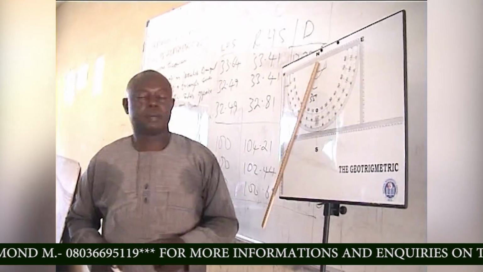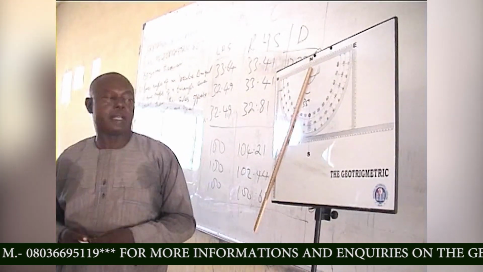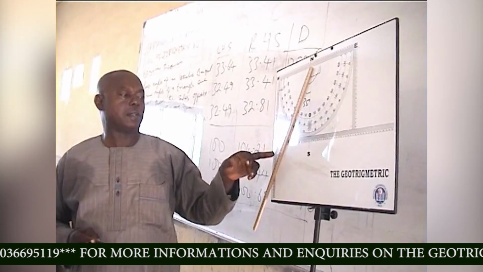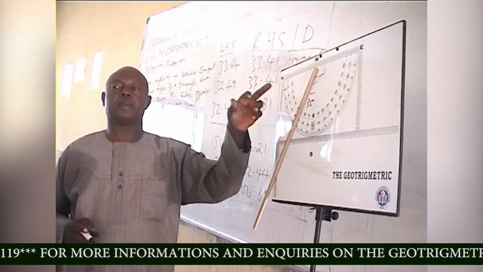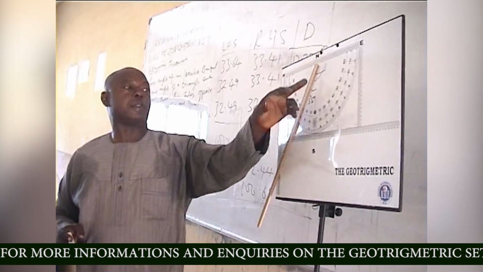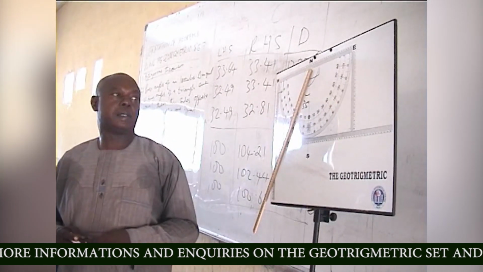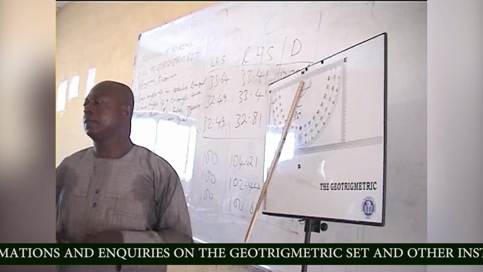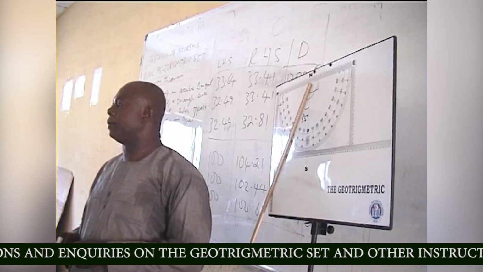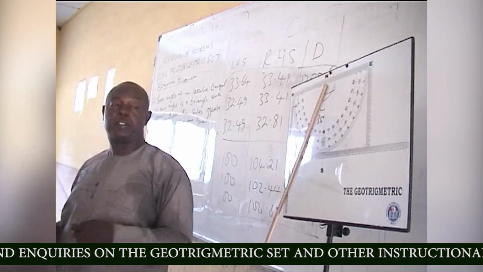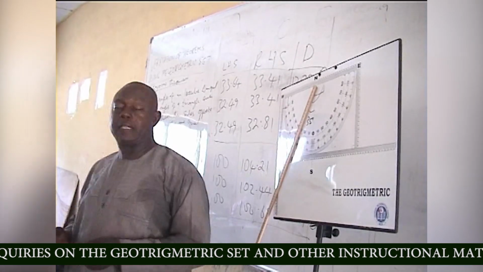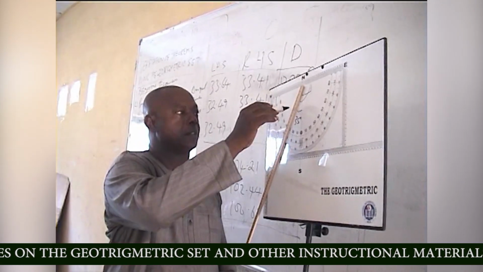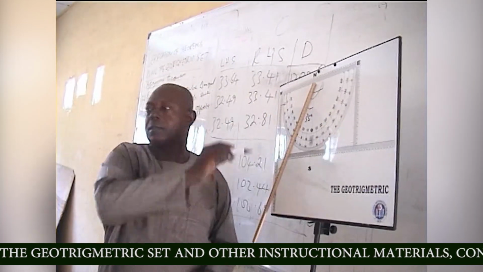What reason? Alternate angles. This and this are equal. Alternate angles. This and this are equal. Corresponding angles. This plus this, what? 125. This plus this, 125. So the theorem is verified that the exterior angle of a triangle is equal to the sum of the two interior opposite angles.